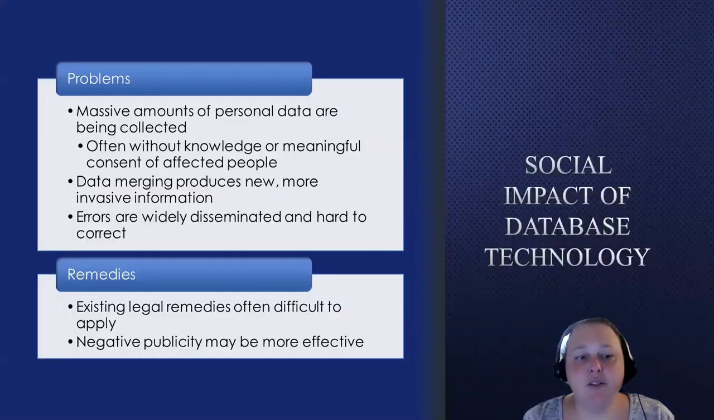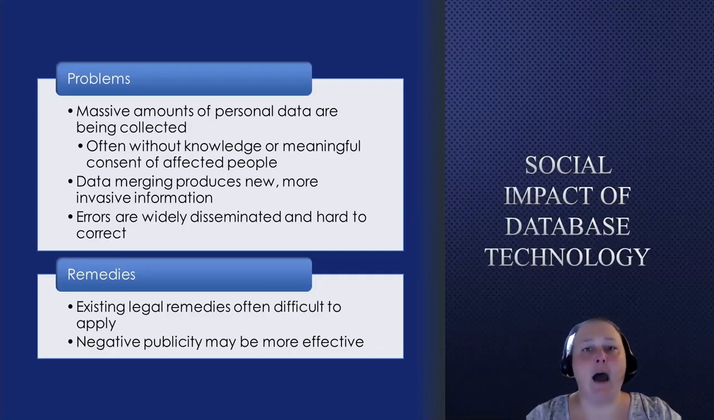are going to do. So finally, that does bring us into the social impact of database technology. The problems associated with this type of technology are that there are massive amounts of personal data available out on the internet being collected, often without knowledge, without any kind of information as to why it's being collected, and without the consent of people. Data merging produces more and new invasive information, and there might be associations that are created that just aren't there, just based on the data, okay? So errors can be widely disseminated and hard to correct.